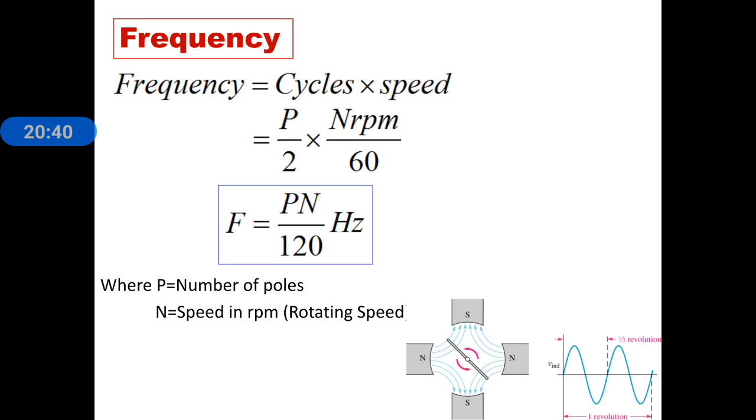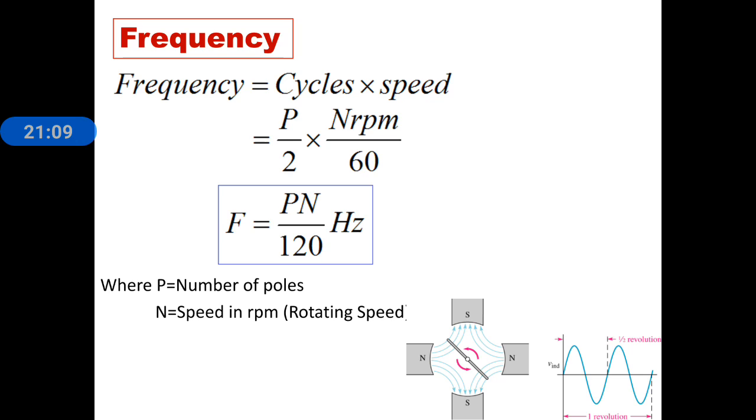Frequency with respect to our alternating rotation. We know the cycles per speed: how many cycles are produced in a given speed. One cycle means one pair of poles is required. So 2 pairs of poles means 2 cycles produced. So the number of poles divided by 2 gives that many cycles.